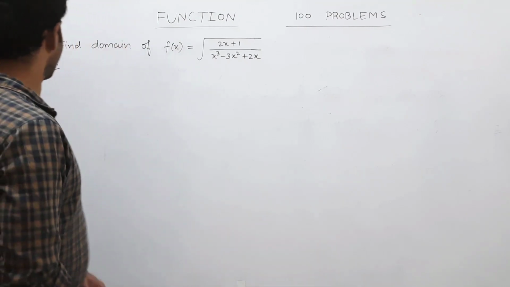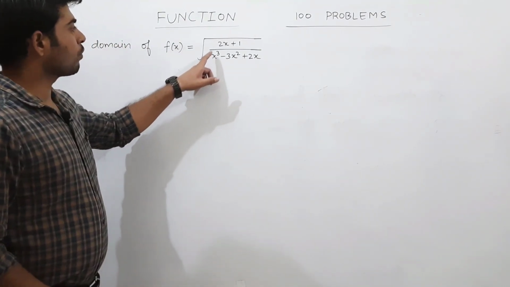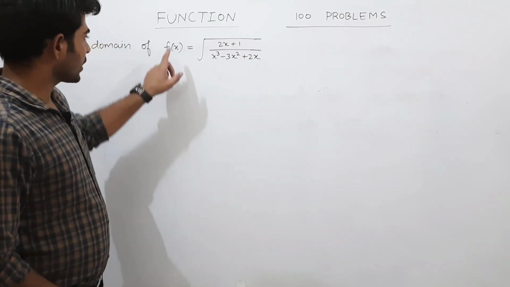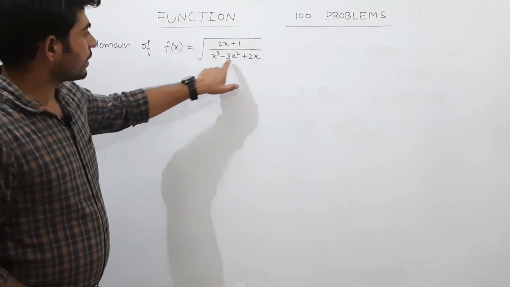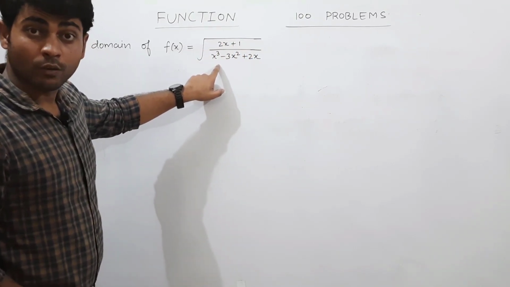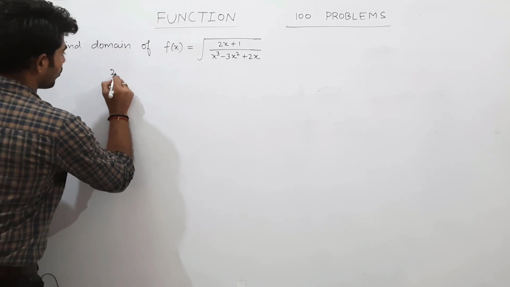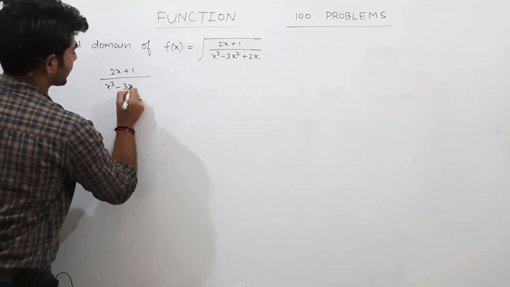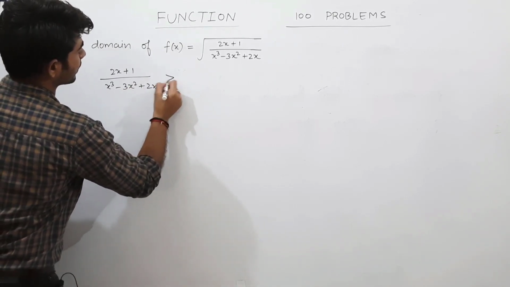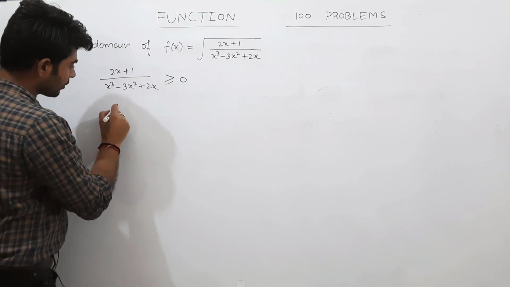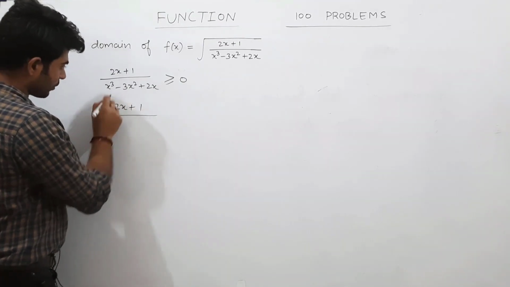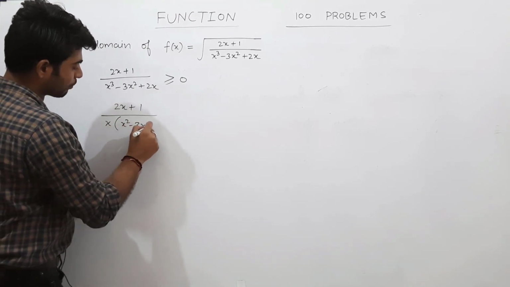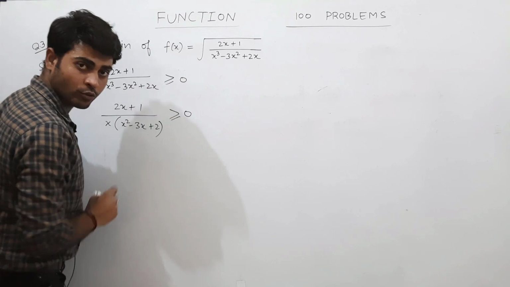Question number 3 is find the domain of f(x) equals root over (2x plus 1) upon (x cube minus 3x square plus 2x). Again this function will be defined when the quantity inside the root, this whole quantity, should be greater than or equal to 0. So (2x plus 1) upon (x cube minus 3x square plus 2x) greater than or equal to 0. We are writing. Now we will factorize the denominator. We can take x common, so here it is x square minus 3x plus 2 greater than or equal to 0.